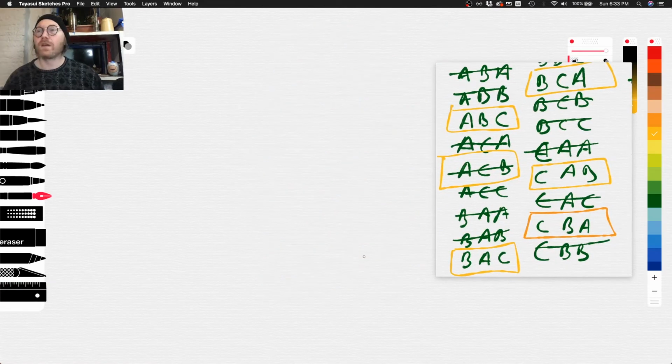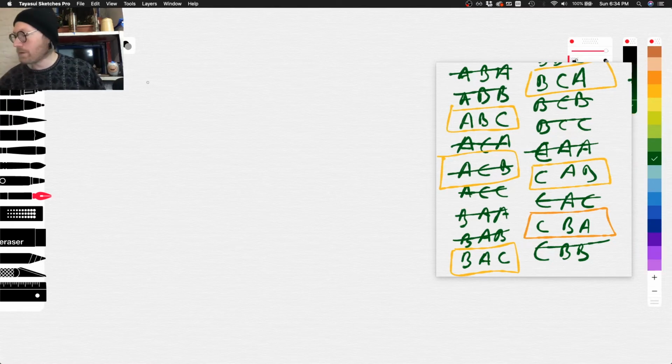So out of these permutations, let's think of what is and is not potentially a derangement, and we'll do that by, we've got an A box, a B box, and a C box.